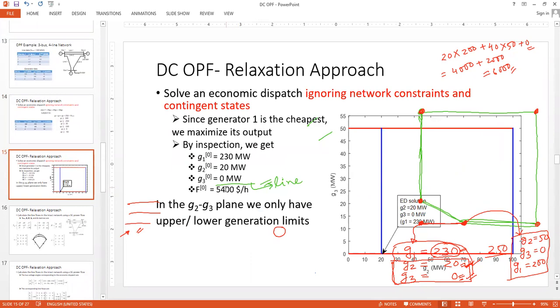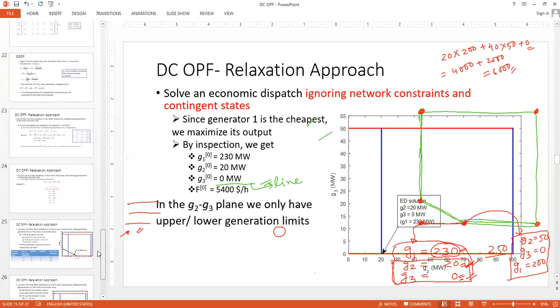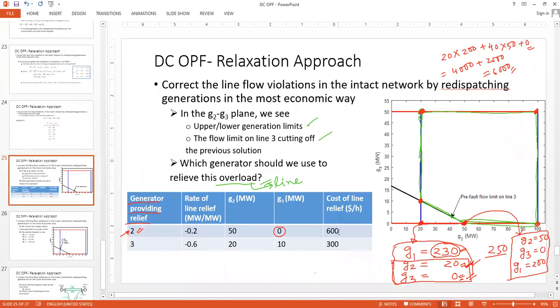So the previous solution in slide number 15 was 5400 with this combination 230, 20, and 0. I have updated the combination: one of my probable solutions, G2 50, G3 0, G1 200. So it is 6,000, which means the gap is 600. So the cost is increased by an amount of 600, the new cost minus the previous cost. So this is the 600.